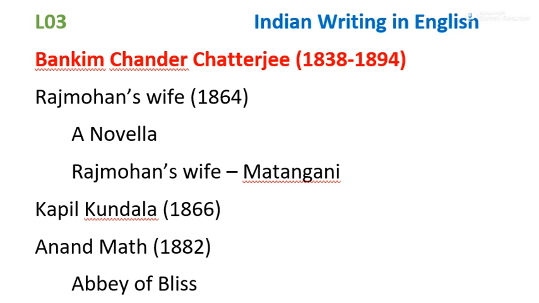Now, apart from this, we have another work by him, that is Kapalkundala. Kapalkundala was published in the year 1866. Now, in this work, the heroine is modeled after Kalidas's Shakuntala. Now, in Sanskrit, we have the famous name Kalidas, his work Shakuntala, and the heroine of this work is modeled on that work's heroine, that is Shakuntala.